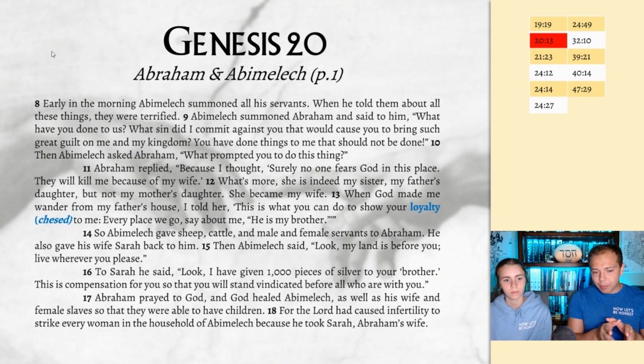And so here we have Abraham. He's turning to his wife and saying, this is how you can show your Hesed to me. And his way of defining it is not the appropriate way. But then you have verses 14 through 18 where God actually demonstrates Hesed and Abimelech demonstrates Hesed in appropriate ways, right? And so I think that is very interesting. I'm glad you pointed that out.